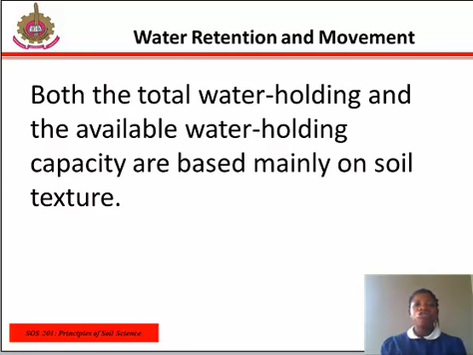The opposite is true of clay soils. They have small pores and a large internal surface area. Thus, soils that are high in sand have a low total water holding capacity, while soils that are high in clay have a large water holding capacity. Not all of this water is available to plants.